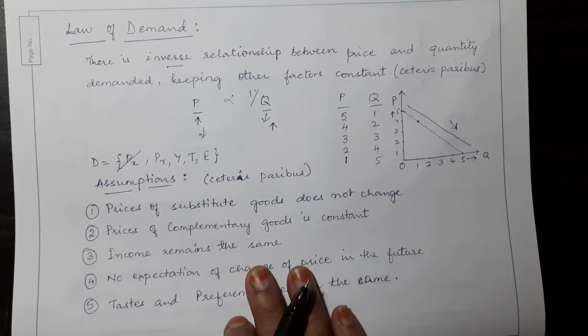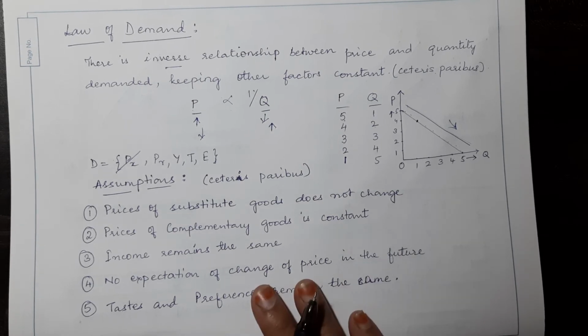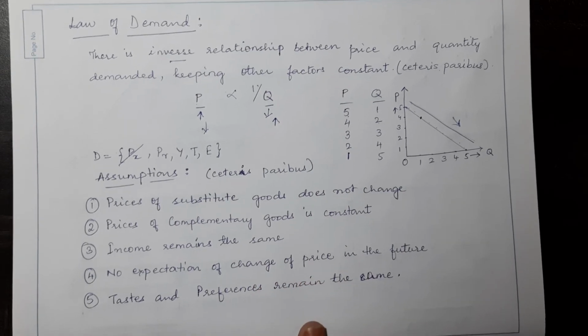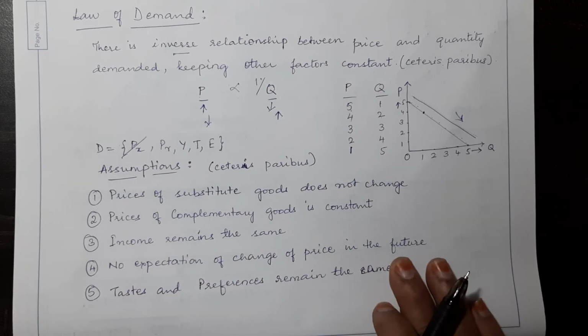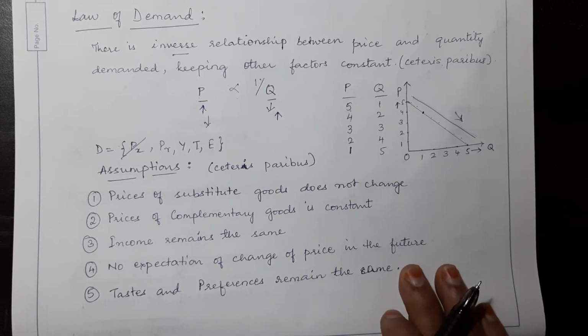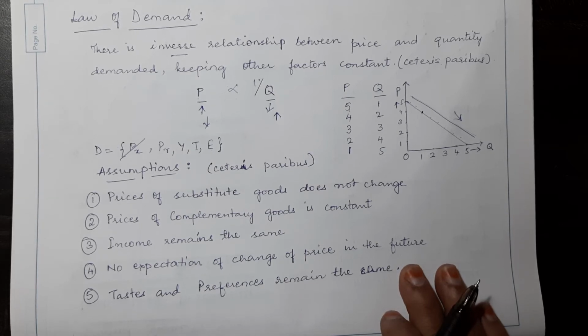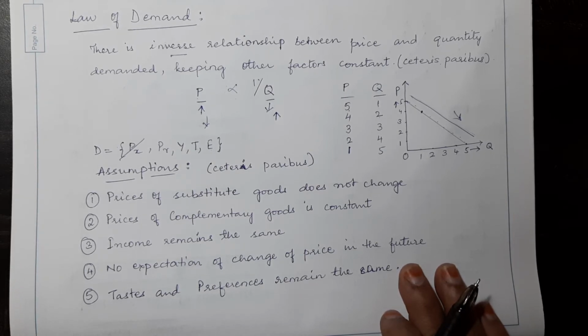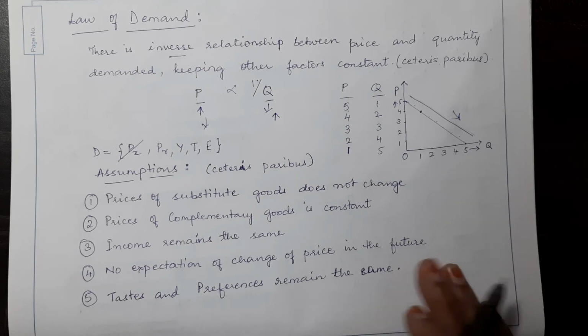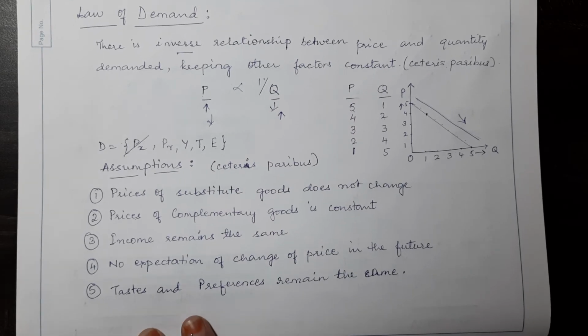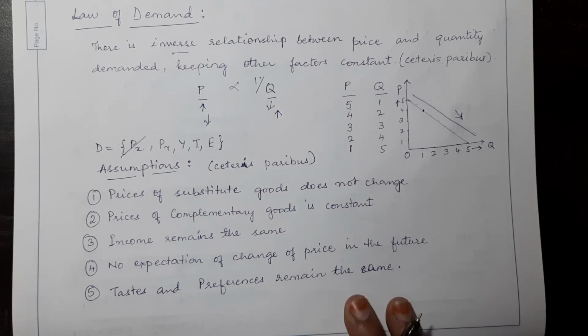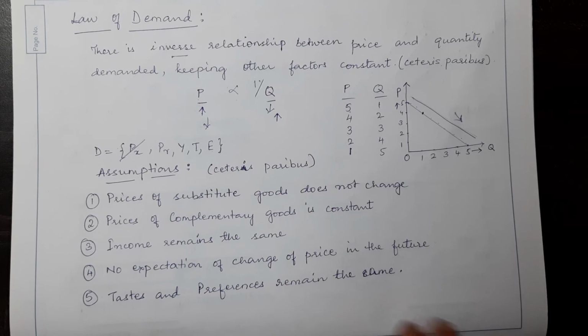Income remains constant. Any change in income would change the demand. An increase in income means increase in demand, and a fall in income would mean fall in quantity demanded. The assumption is no expectation of change in price in the future. If the prices are going to increase in the near future, the demand immediately increases, and the reverse happens when the prices are expected to fall. Then tastes and preferences remain the same. If your tastes and preferences change, the demand for the goods also changes.